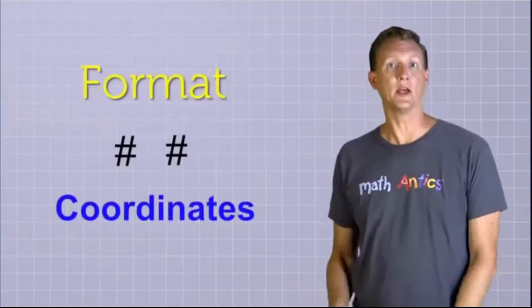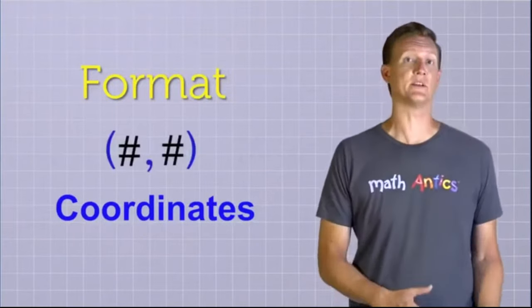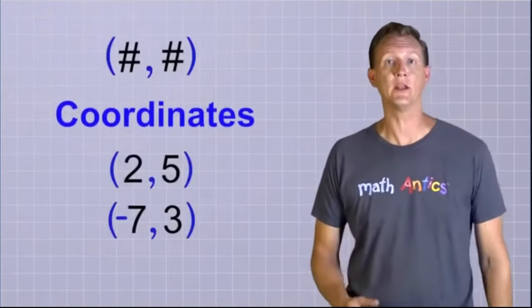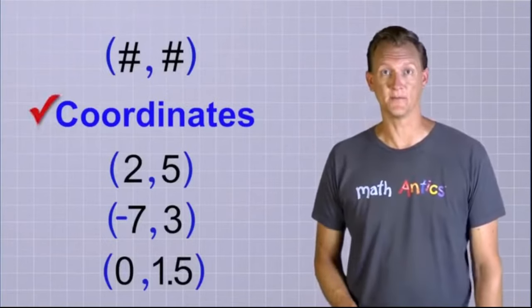Coordinates use a special format to help you recognize them. The two numbers are put inside parentheses with a comma between them as a separator. So when you see (2, 5), or (-7, 3), or (0, 1.5), you know you're dealing with coordinates.